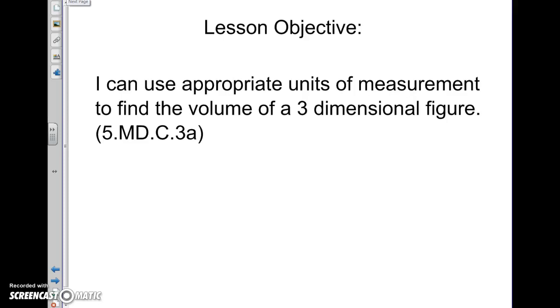Our lesson objective today: I can use appropriate units of measurement to find the volume of a three-dimensional figure. 5th grade standard measurements and data, C3a.